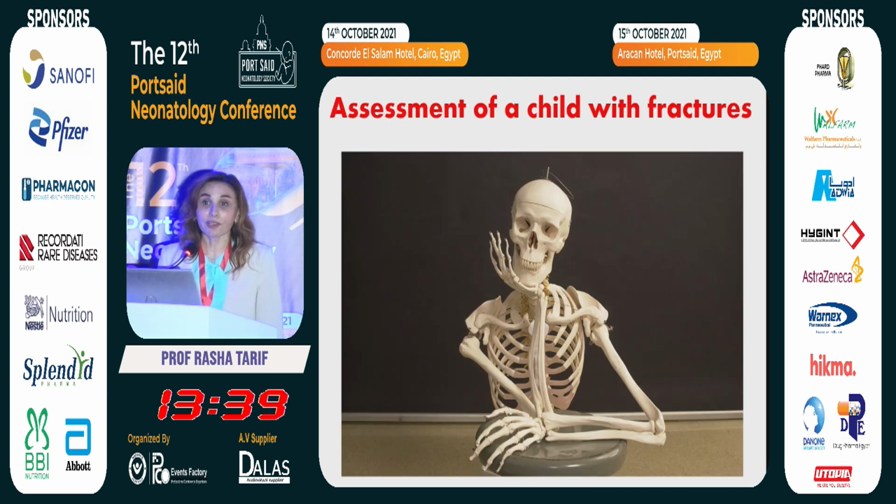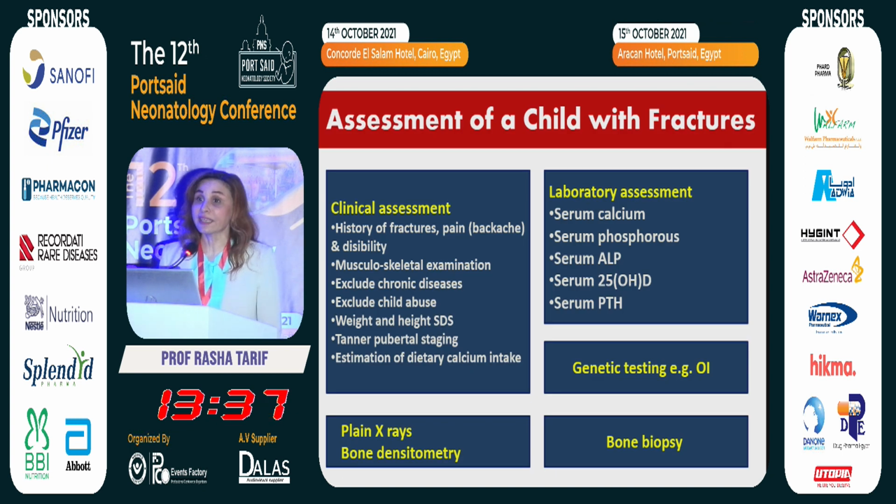Now, how to assess a child with recurrent fractures? The clinical part is very important. Assess history of fractures, pain, musculoskeletal examination, exclude chronic disease, exclude child abuse because it could be part of child abuse, measure weight and height and plot the child on the growth chart, Tanner staging, and estimation of dietary calcium. And then we do the lab assessment: serum calcium, phosphorus, alkaline phosphatase, 25-hydroxy vitamin D, and serum parathyroid hormone.